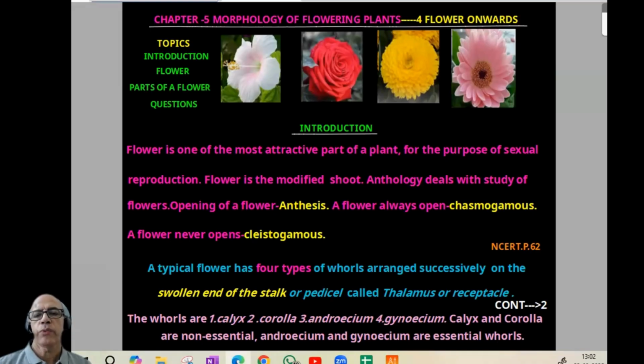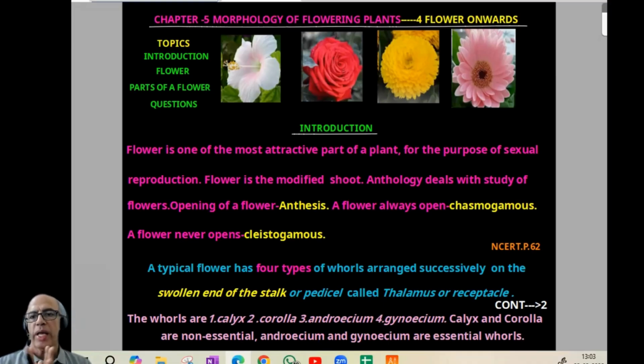See, flower is one of the most attractive parts of a plant that we know. And the main purpose of the flower is reproduction, specifically sexual reproduction. That is why it becomes more attractive. Flower is a modified shoot. And anthology deals with the study of flowers.